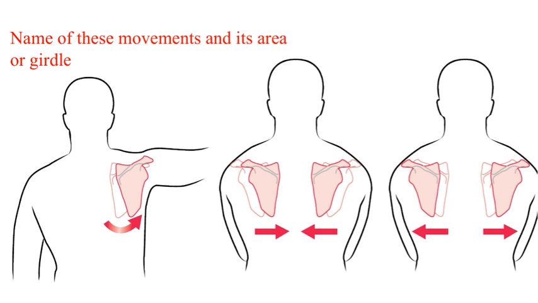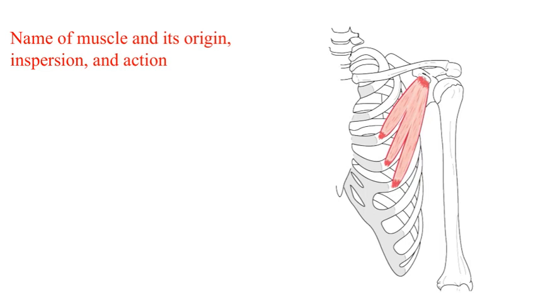This understanding is fundamental as we explore the complex coordination required for even simple actions. Now, let's take a closer look at a specific muscle by examining its name, origin, insertion, and action. Understanding these key points helps us grasp how each muscle functions within the musculoskeletal system.